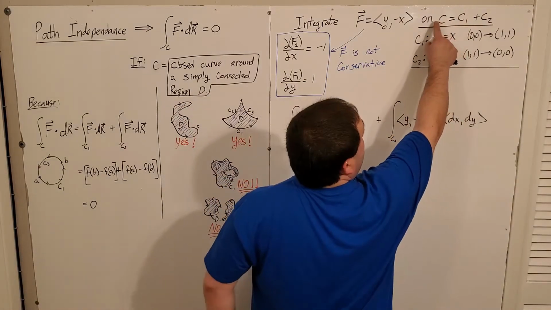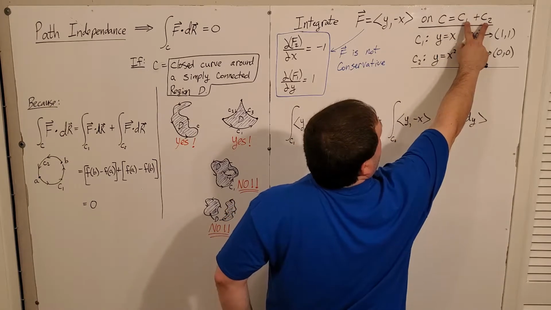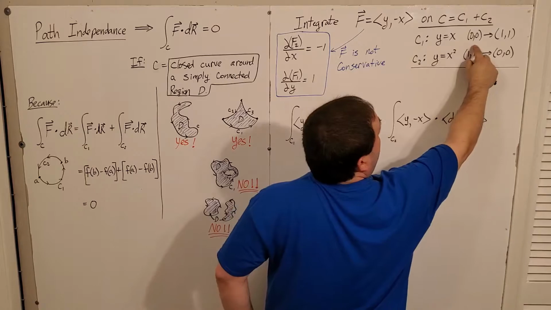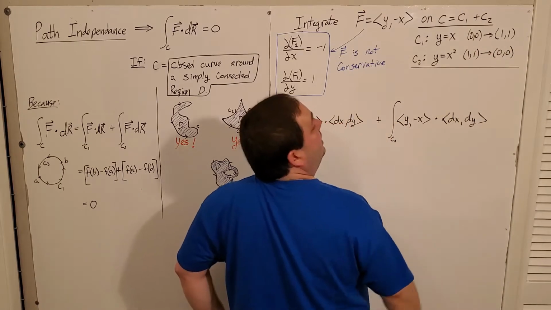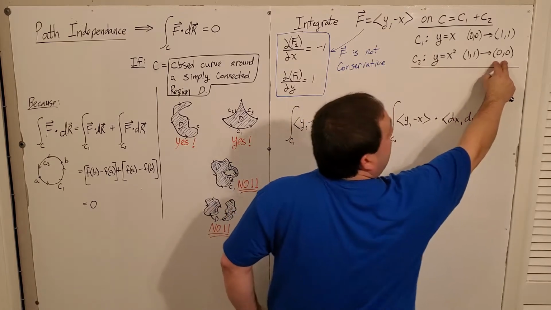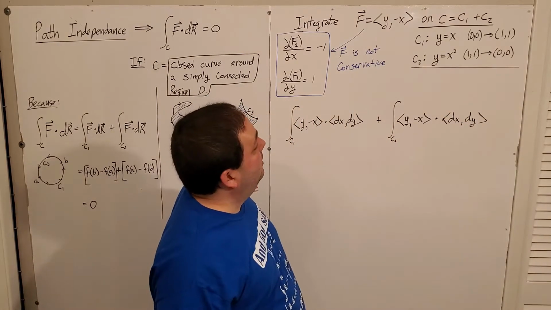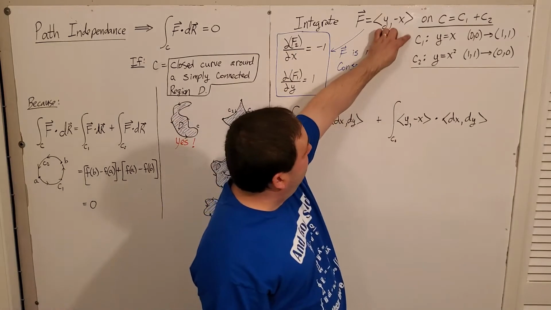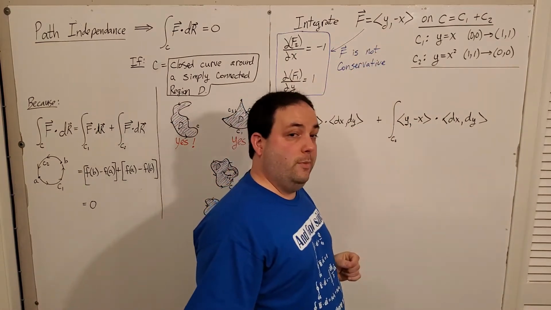And I'm going to take some curve and split it into 2 pieces. The first piece is going to be the line y equals x between 0, 0 and 1, 1. The second curve is going to be y equals x squared from 1, 1 back to 0, 0. Okay? So if this was conservative, the integral over the entirety of that path should come out to be 0.